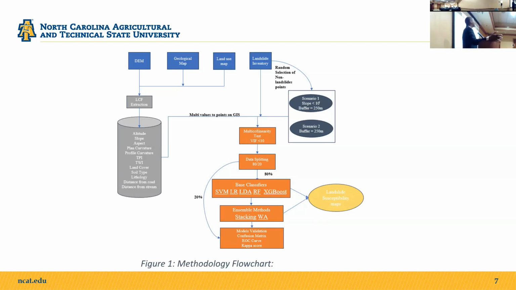Initially, NDVI and STI, stream transport index, sorry, sediment transport index, was also considered here, but they were removed because the VIF was greater than 10. So when we did that, the factors that passed the multicollinearity test were taken for modeling. We divided the data into 80% training and 20% testing.